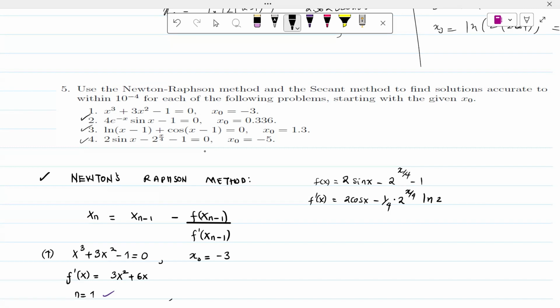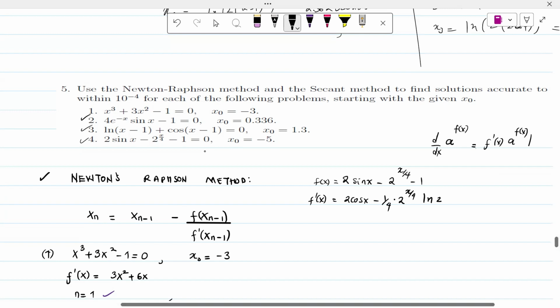So the general rule is that if you have a constant a to the power f of x, the derivative with respect to x becomes the derivative of the power, which is f prime of x, times the same function, a to the power f of x, times the natural log of the base itself. So that's the rule. Is that okay? If you find difficulty differentiating the fourth question, this is how to do it. Is that okay?